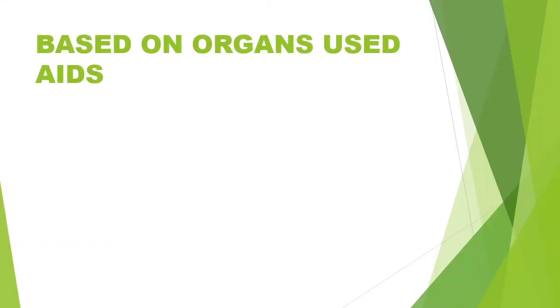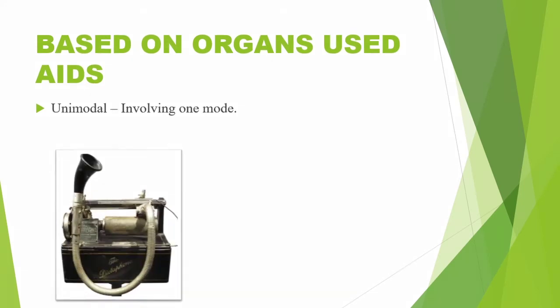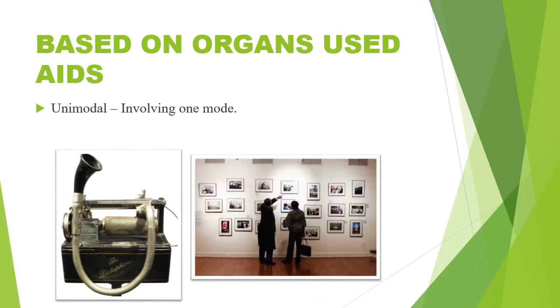And lastly, we're going to talk about aids based on organ use. First, we have the unimodal, which involves one mode. An example is the dictaphone, which concerns your sense of hearing because it only produces sound. Or we have exhibits, where you can see paintings or pictures. The main concern is your sight, or sense of seeing.